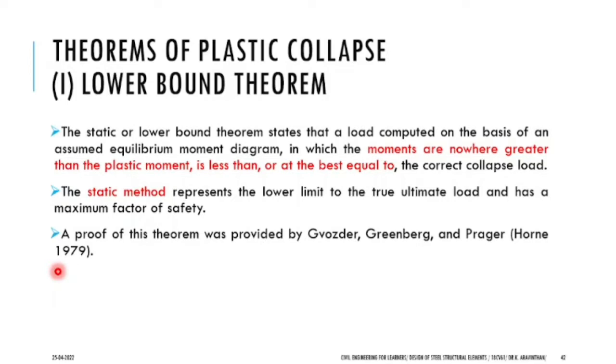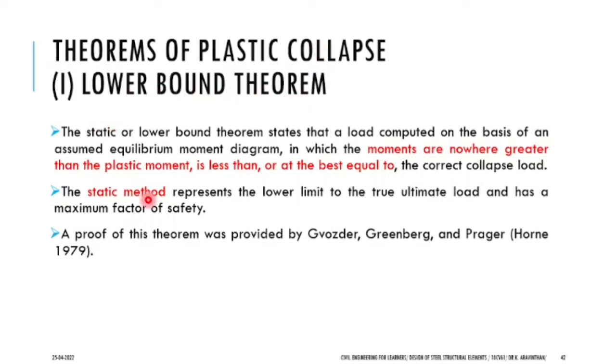Now we will look into one or two formulas, and by these formulas we can look into different cases of how to get the plastic moment and take it further. We can find the plastic moment or plastic load. This is known as the theorem of plastic collapse. So you can find MP, the plastic moment, by using the first theorem called the lower bound theorem.